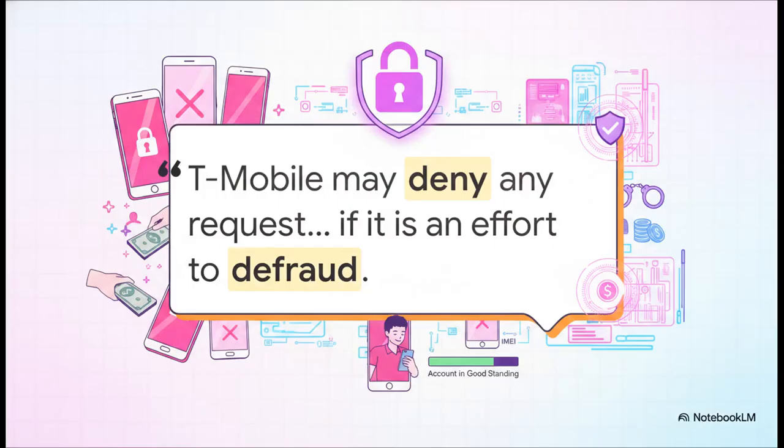Real quick, before we completely sign off, it is essential we look at the official policy disclaimer. All carriers, including T-Mobile, absolutely reserve the right to deny unlocking requests if they suspect an effort to defraud the company. This is to protect against the resale of stolen property and ensure financial obligations are actually met. Always ensure your account is in good standing so you don't end up having your device's IMEI permanently blocked.